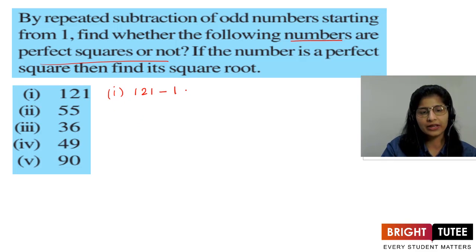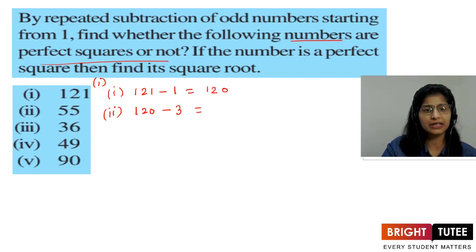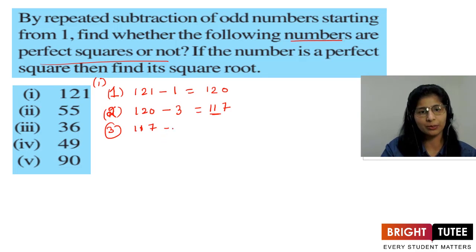121 minus 1 gives us 120, right? Second step, we will do 120 minus 3, because after 1 the next odd number is 3. So what we will get? 120 minus 3 is 117. Now the third step: we have got 117, so from this number we are going to subtract the next odd number, and it is 5. If we subtract, we get 112.